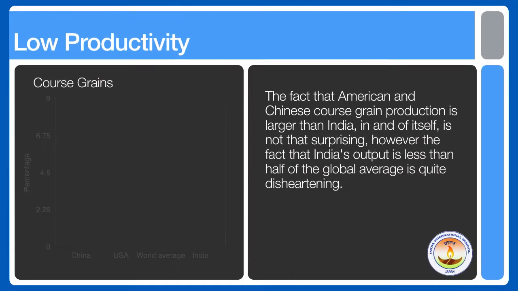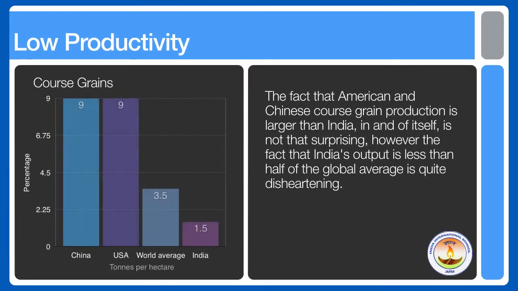Then, moving on to coarse grains, we notice that both the United States and China have significant levels of production. The world average is about 1/3 of that of the United States and China, and India is yet another 1/3 of the world average. So all of these are quite dismal results considering that India's rural population is vast and its ability to produce far more than it does is actually physically possible. But because of a variety of reasons, which we'll cover in this section and the next, we'll see that's.